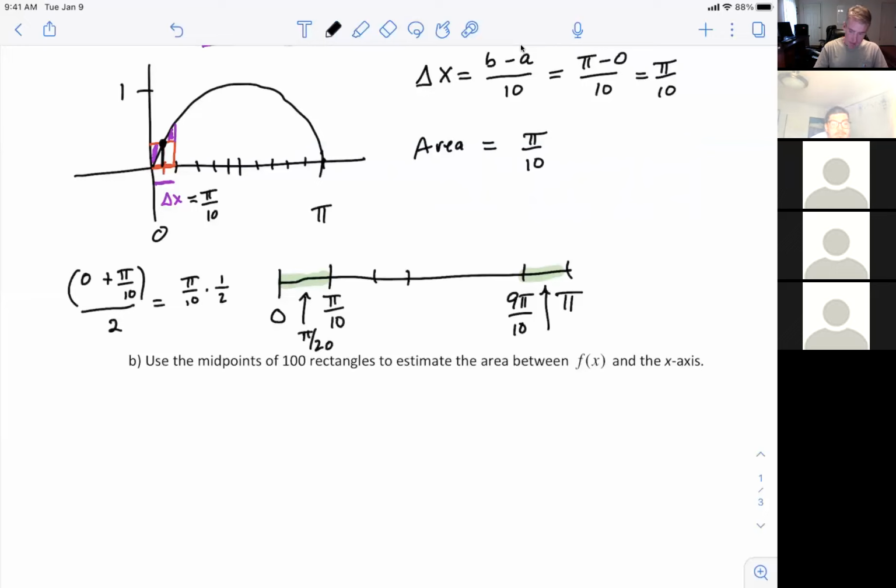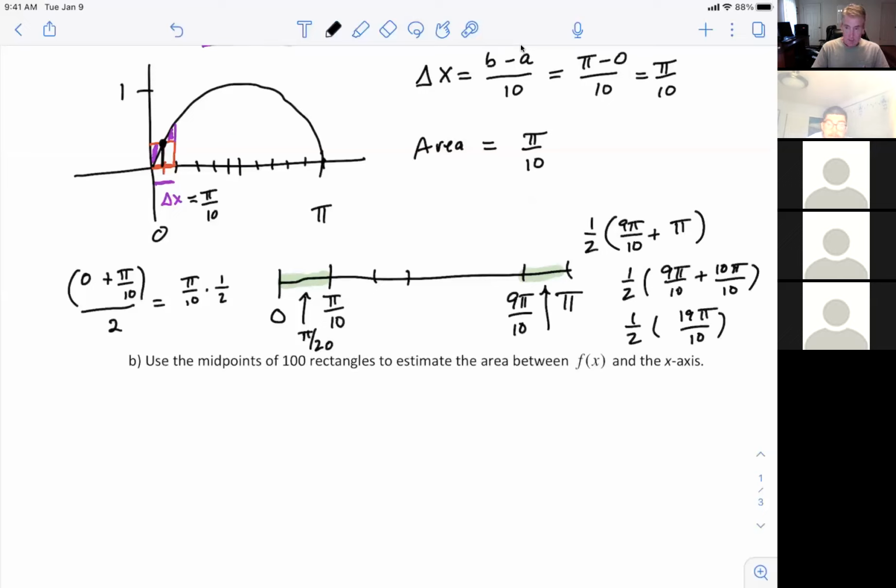And then for the last endpoint, you could add them together. So 9 pi over 10 plus pi, and then cut that in half to find the average. So that would be 1/2, let me see, 9 pi over 10 plus 10 pi over 10. So that's 1/2 of 9 plus 10 is 19 pi over 10. And then when you multiply on the bottom, that's going to be 19 pi over 20.